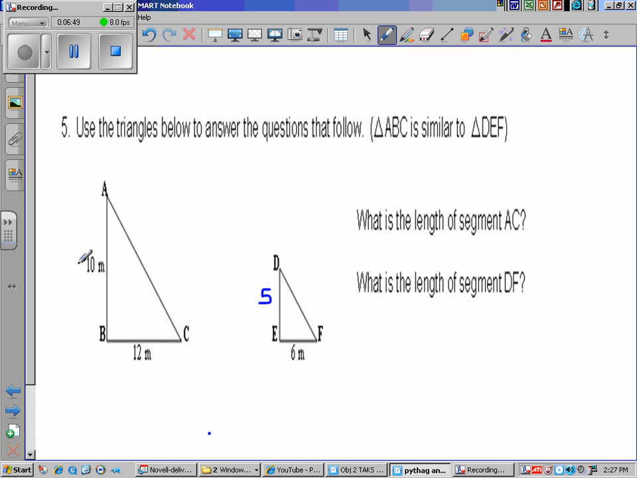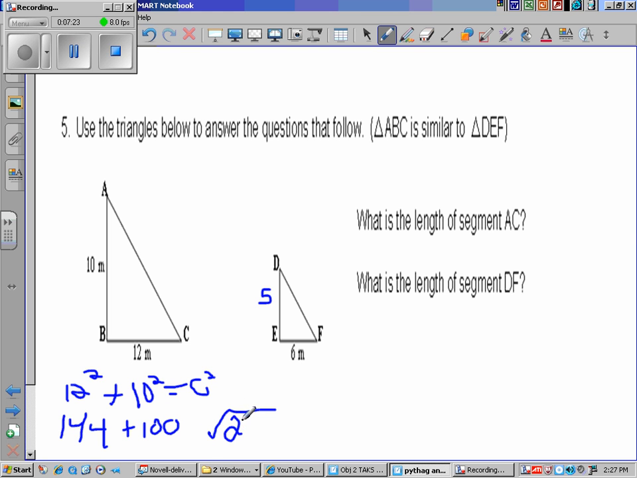So what I'm going to have to do here is the Pythagorean theorem, a squared plus b squared equals c squared. So I'm going to have 12 squared plus 10 squared, and that's going to equal c squared. Looking at that, when you put that in the calculator, you have 144 plus 10 squared is 100. That gives you 244, so you need to take the square root of 244. When you do that, you get 15.62.